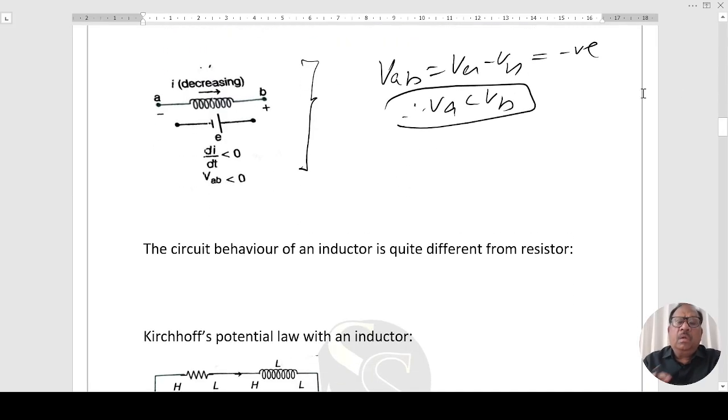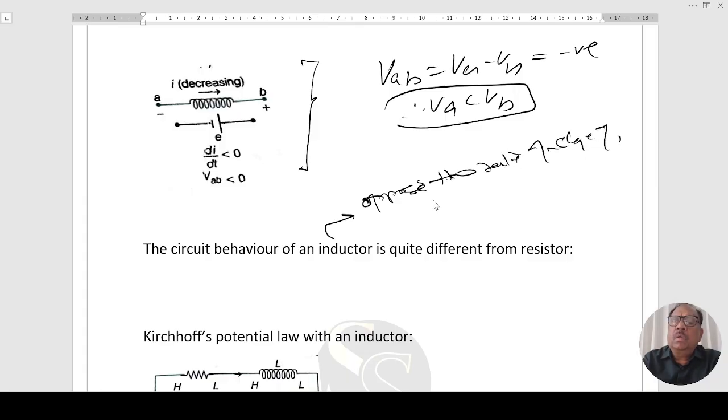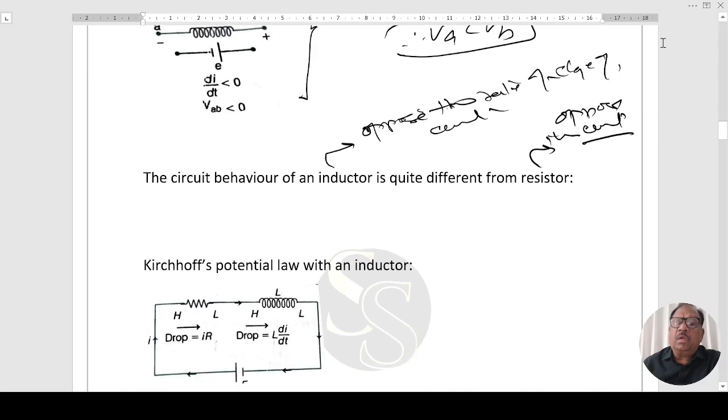The circuit behavior of inductor is quite different from the resistor. It opposes the rate of change of current, whereas a resistor opposes the current. In this case, it opposes the change of current.